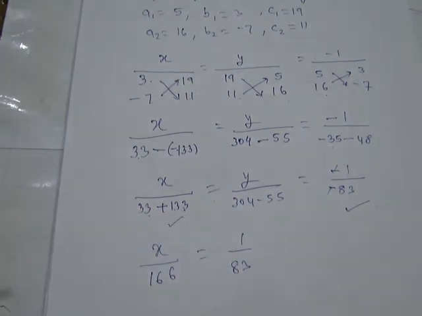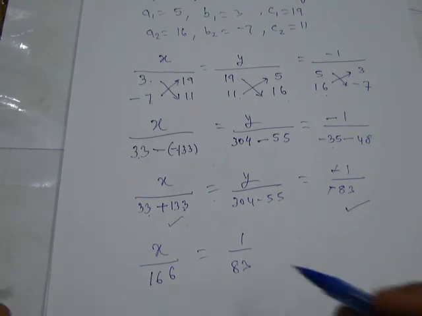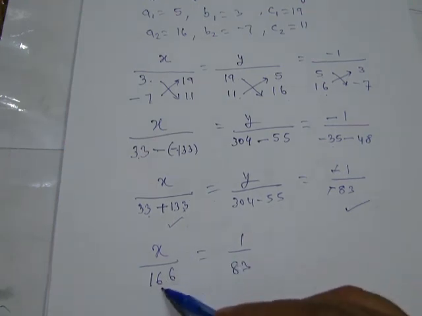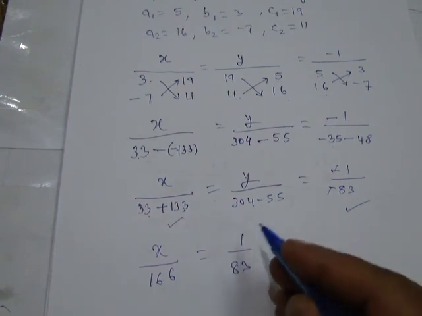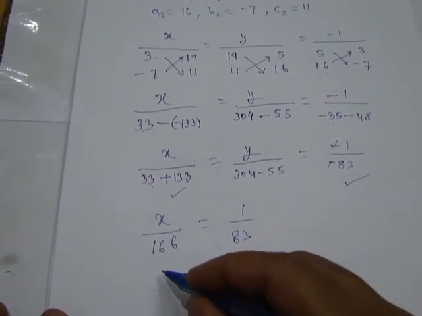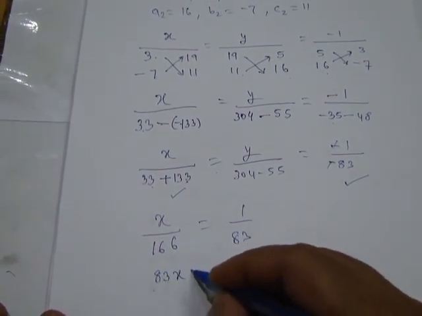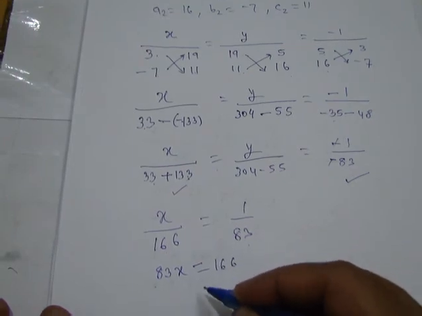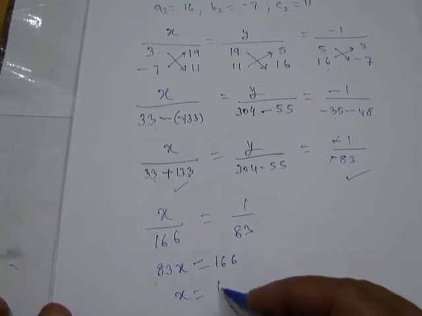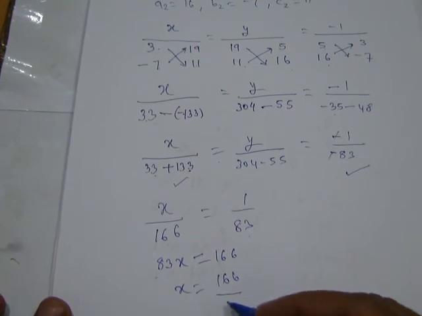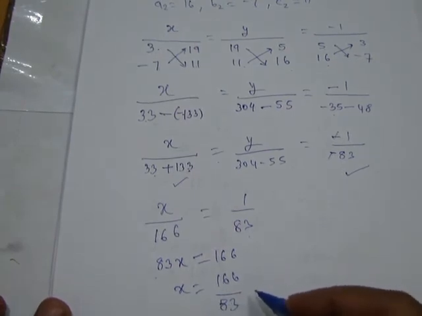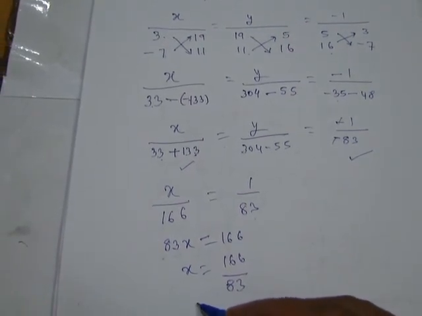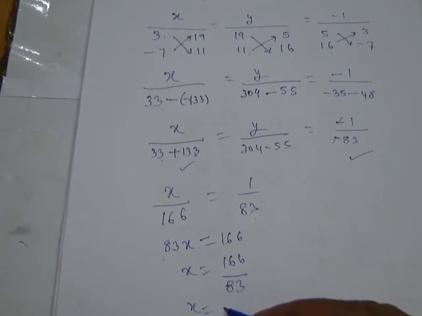So we will cross multiply: x into 83 and 166 into 1. So we will get 83x equal to 166, and x will be 166 divided by 83. So we'll get the value of x as 2.